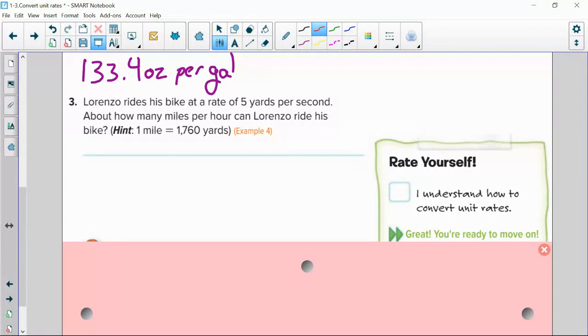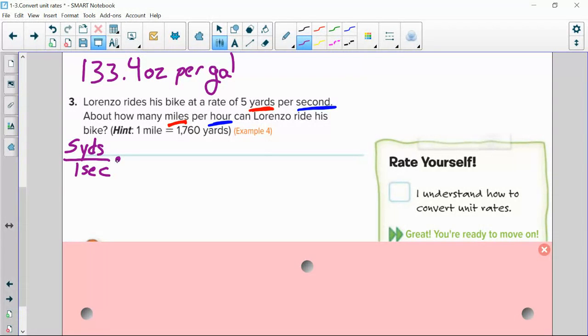Okay, so Lorenzo rides his bike at a rate of 5 yards per second. But how many miles can he go per hour? So we're actually changing two things. We're going from yards to miles and seconds to hours. So that's why it can get messy, because we're actually changing two things here. So when I start, I am going to start with my 5 yards in 1 second.